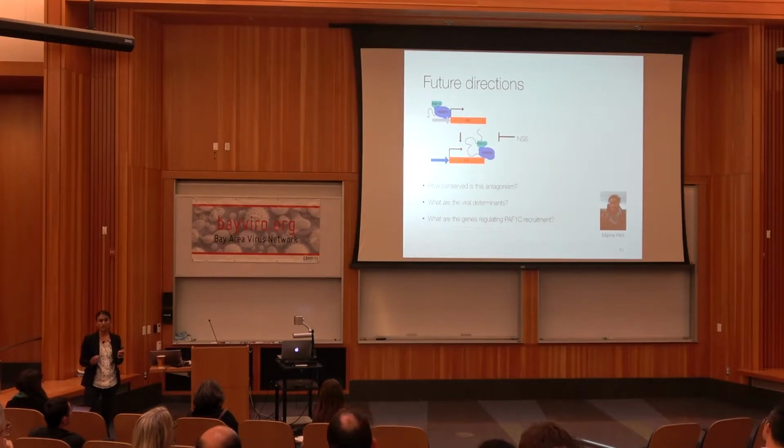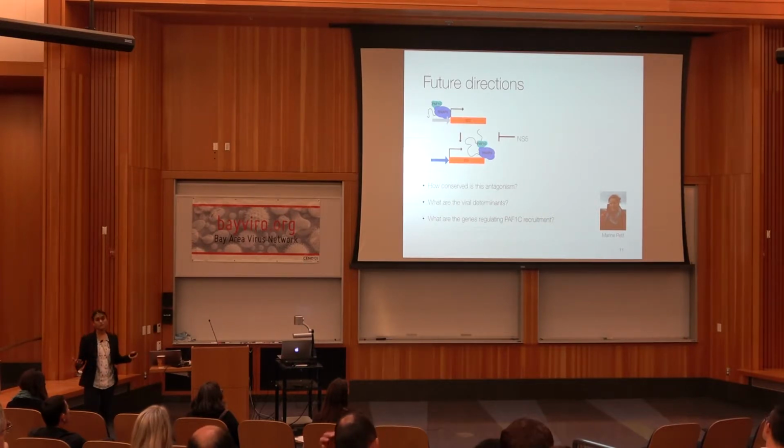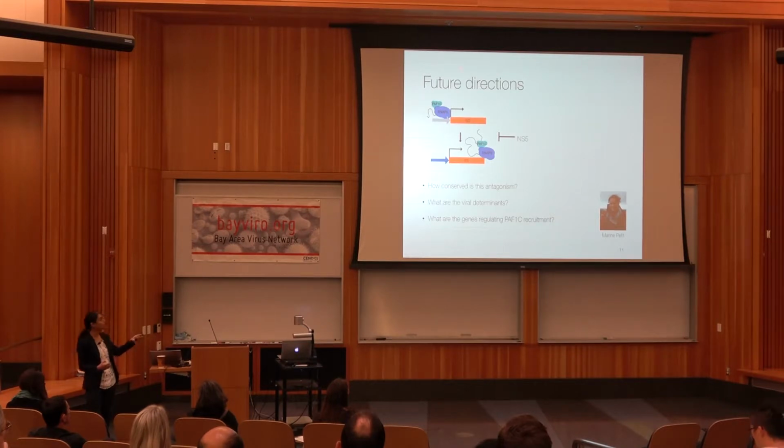Some of the questions that we're looking at now at UC Davis are, first of all, how conserved is this antagonism? Does it extend to other mosquito-borne and potentially tick-borne flaviviruses? What are the viral determinants of this interaction? And can we show that based on those viral determinants, the physical interaction is required for this antagonism? And then finally, because this antagonism appears to be specific, what are the genes that are regulating PAF1C recruitment to ISGs? And is NS5 perturbing that recruitment in particular?